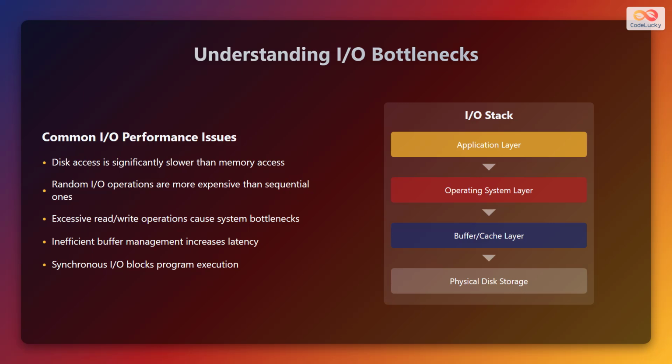First, let's understand the common performance issues related to input-output. Disk access is significantly slower than memory access. Random input-output operations are more expensive than sequential ones. Excessive read or write operations can cause system bottlenecks. Inefficient buffer management increases latency. Synchronous input-output blocks program execution.